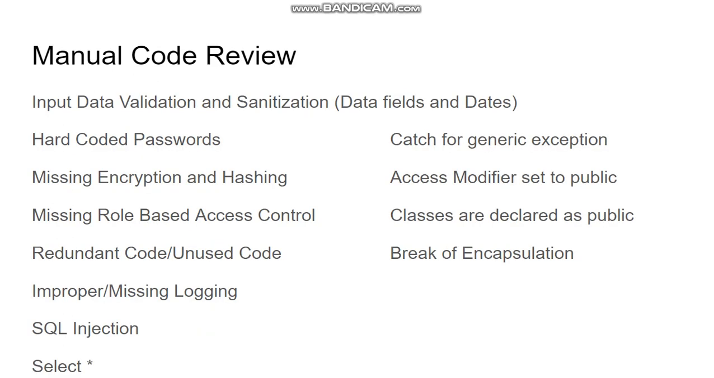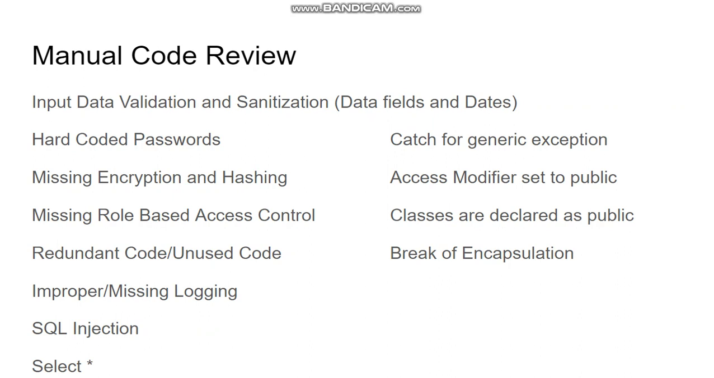In this application, it was observed that these are the vulnerabilities we found: input data validation and sanitization were not used, revolving around the dates and data fields, while the passwords were hard-coded in the db.java file. There was missing encryption and hashing, with passwords and most sensitive information in plain text. The application was lacking role-based access control. Basically, the librarian had the privilege to create users. There was redundant and unused code, multiple lines of the same code, and improper logging: if an entity was being deleted or created, it wasn't being logged.